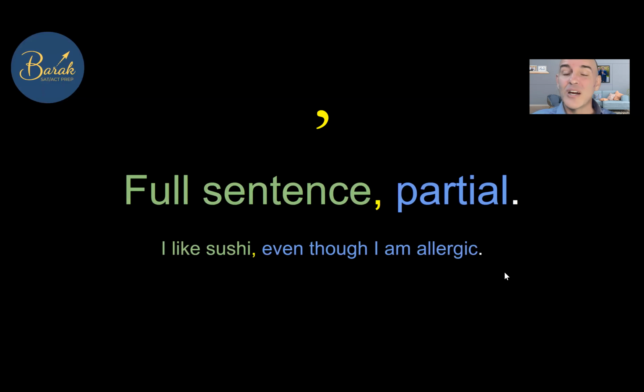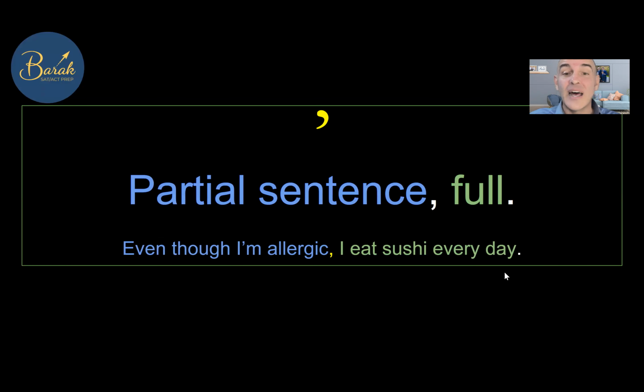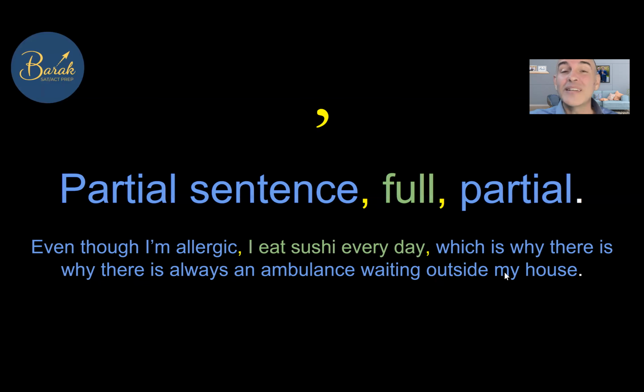All right. So here we could have, I like sushi. That's a full sentence, comma, now we'll need a partial, even though I'm allergic. All right. Or you could say it exactly the opposite and have a partial sentence like, even though I'm allergic, comma, I eat sushi every day, which is full. All right. And in fact, we can keep going. All right. So you see how we have blue, comma, green, comma, blue. All right. So even though I'm allergic, that's blue, that's partial, comma, I eat sushi every day, that's a full, comma, which is why there's always an ambulance at my house.